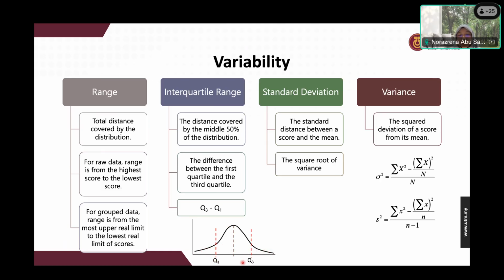So when you get the values for quartile 1 and quartile 3, for example from SPSS, you can get the score in quartile 1 and also the score in quartile 3. When you subtract them, the score in quartile 3 minus the score in quartile 1, it is called the interquartile range. Okay, and then the standard deviation. And then the variance. The variance is just the square of the standard deviation.